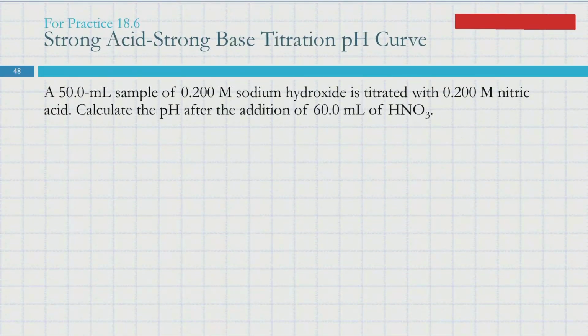All right, let's see if we can do those calculations. I'll give you a little time to work on this. A 50 milliliter sample of 0.200 molar sodium hydroxide is titrated with 0.200 molar nitric acid. Calculate the pH after adding in 60 milliliters of nitric acid. We'll come back in a couple minutes.